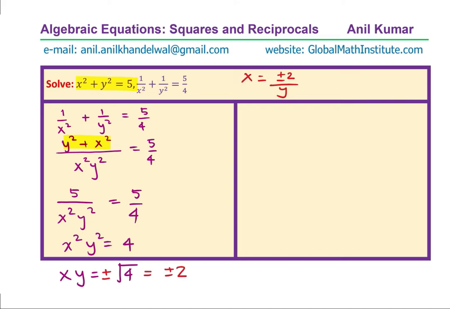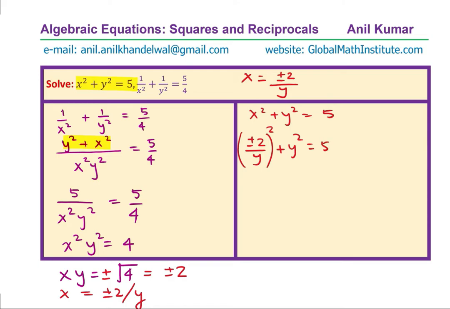So that's the whole idea. Perfect. From here, we can isolate for x. So we get x equals plus minus 2 over y. I'm going to substitute this in equation 1, which is x squared plus y squared equals 5. So instead of x, I'm going to write plus minus 2 over y. When you square, you get a positive number. You get the idea. Correct? And now what we have here is 4 over y squared plus y squared equals 5.